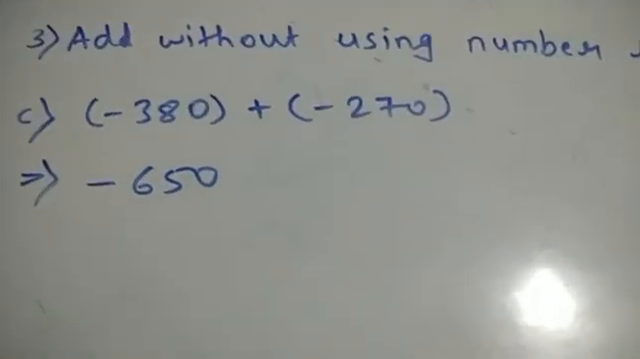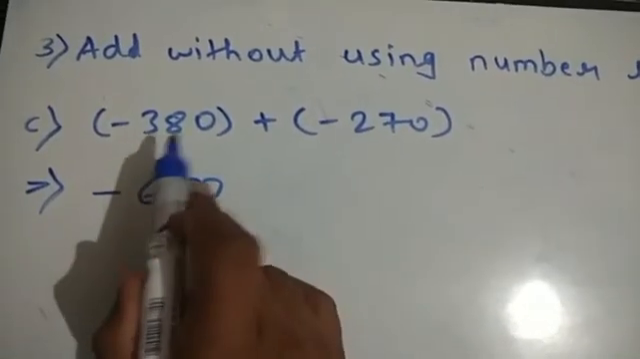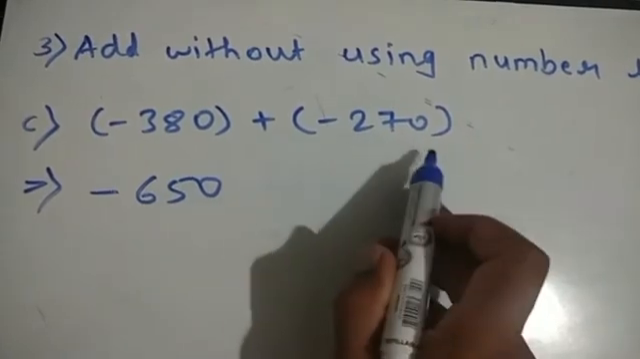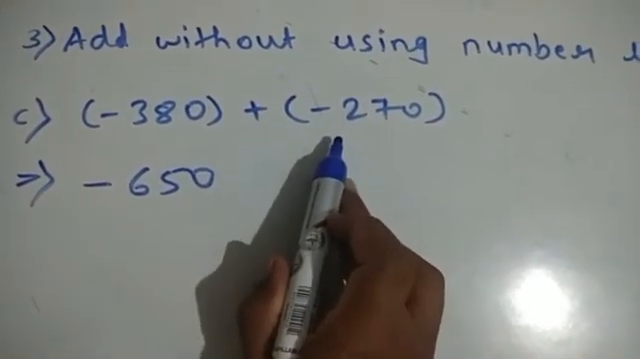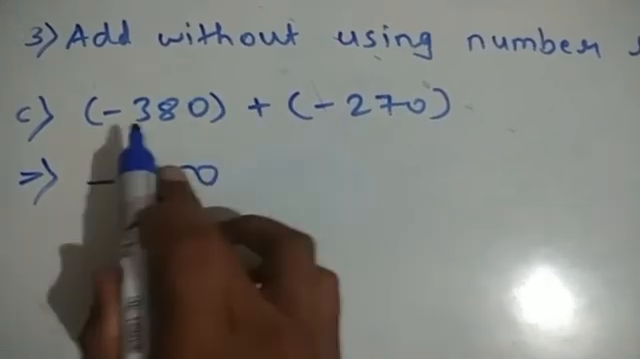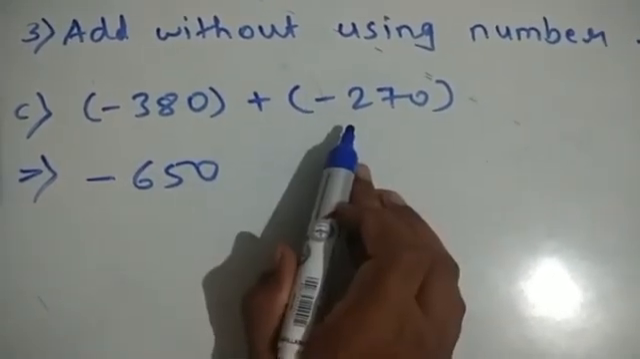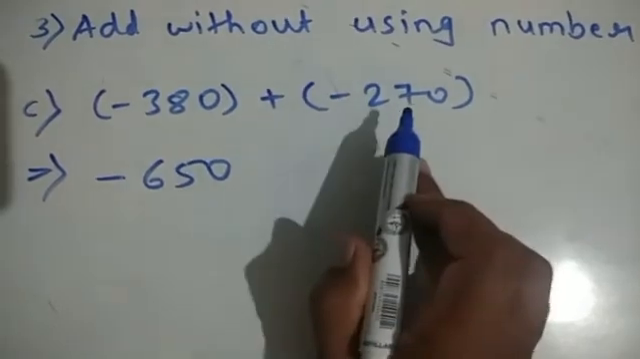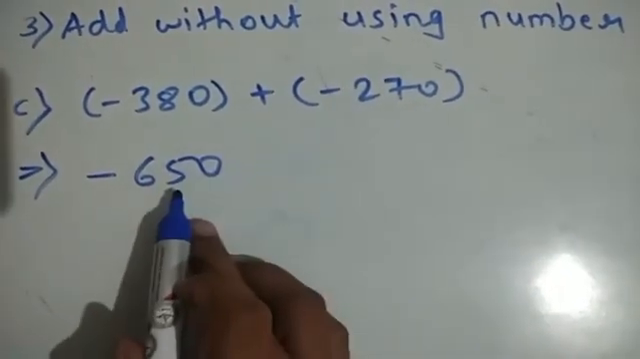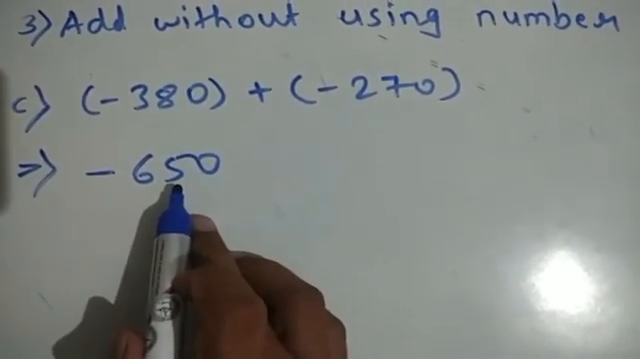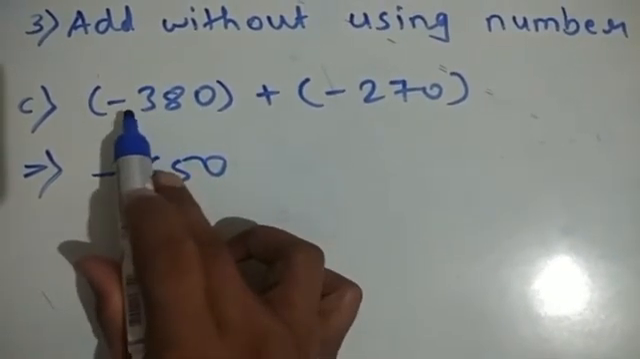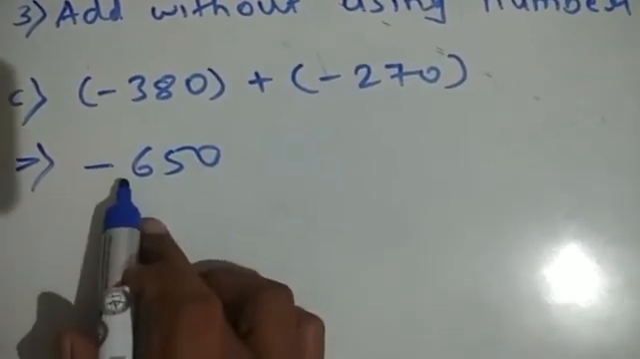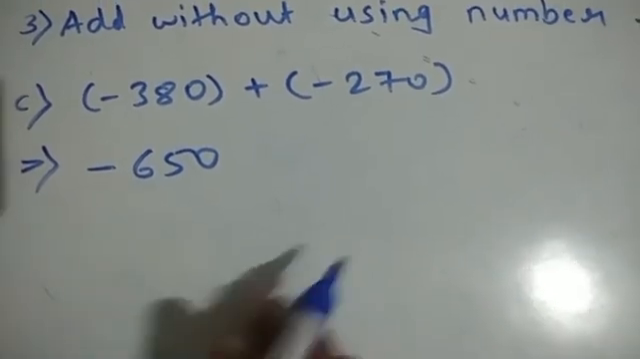Students, see one more example here. Minus 380 plus minus 270. Here we have both the integers negative. So again we need to add here. As we know that if both the integers are negative, we need to add them. Therefore 380 plus 270 is 650. But what will be the sign? Minus. Why? Because again here we can see 380 is greater and its sign is minus. So minus sign it will take. I hope you understood this example.